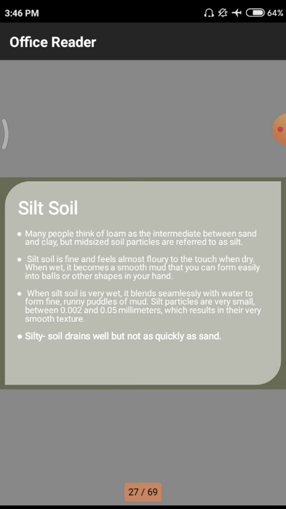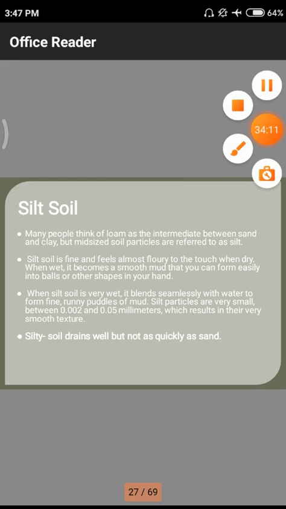Next we have silt soils. In silt soils, what is the particle size and what are the drainage properties we need to study? Many people think of loam as the intermediate between sand and clay. That means loam is a nomenclature of a particular soil with very fine particles, lying between sand and silt. They call it sand and clay.